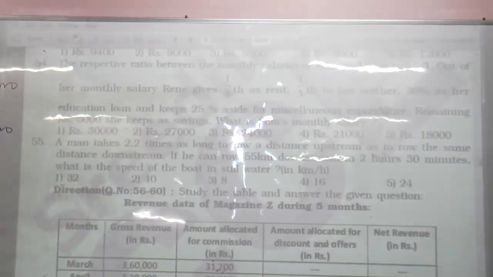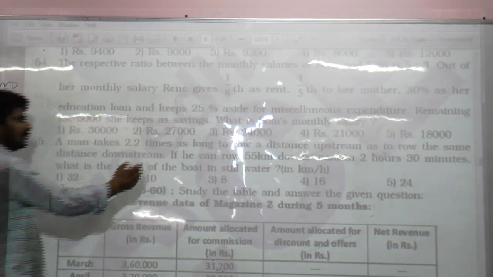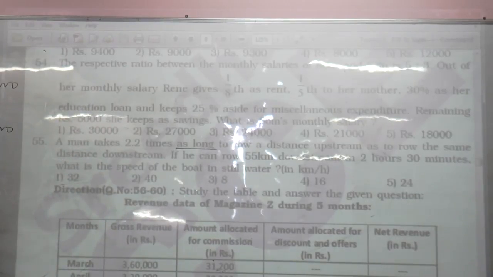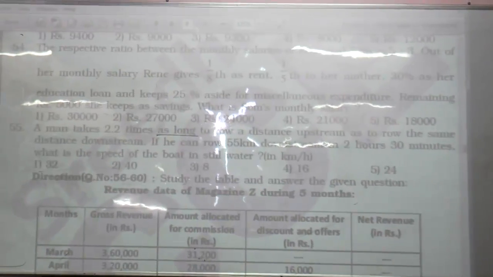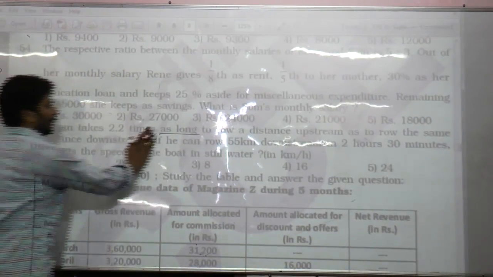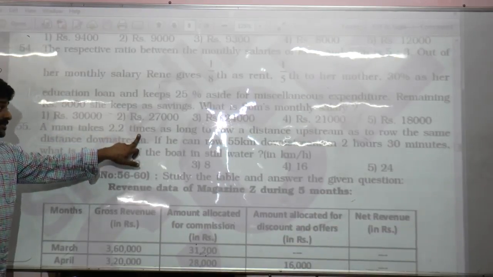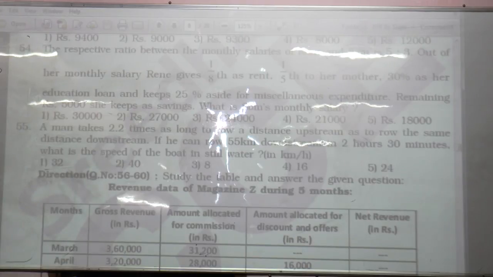Next, a man takes 2.2 times as long to row. What do you mean by long? Time. So the time taken is 2.2 times in upstream compared to rowing downstream.